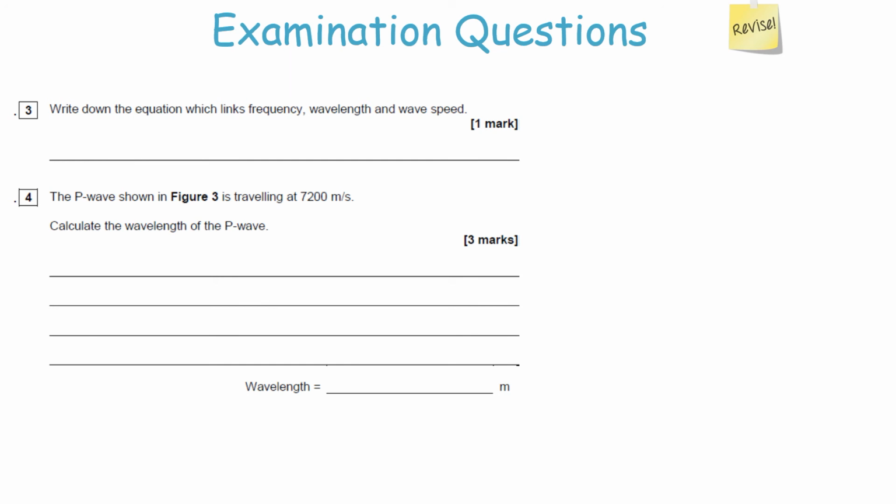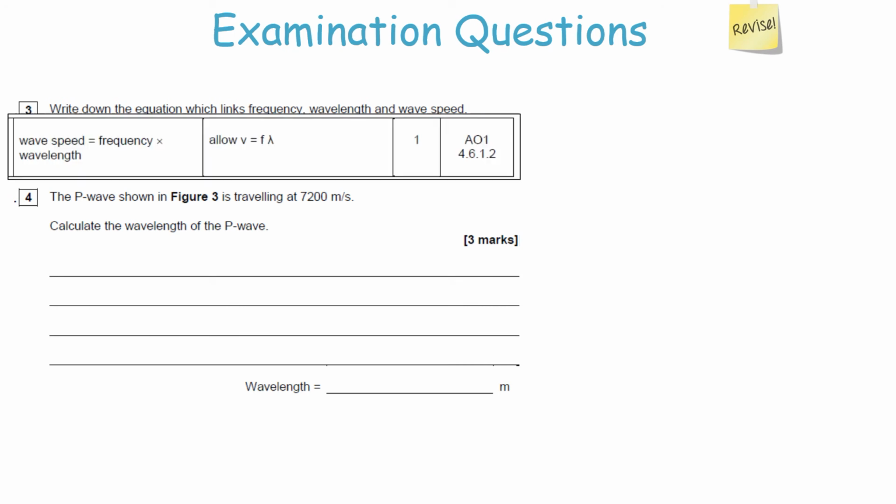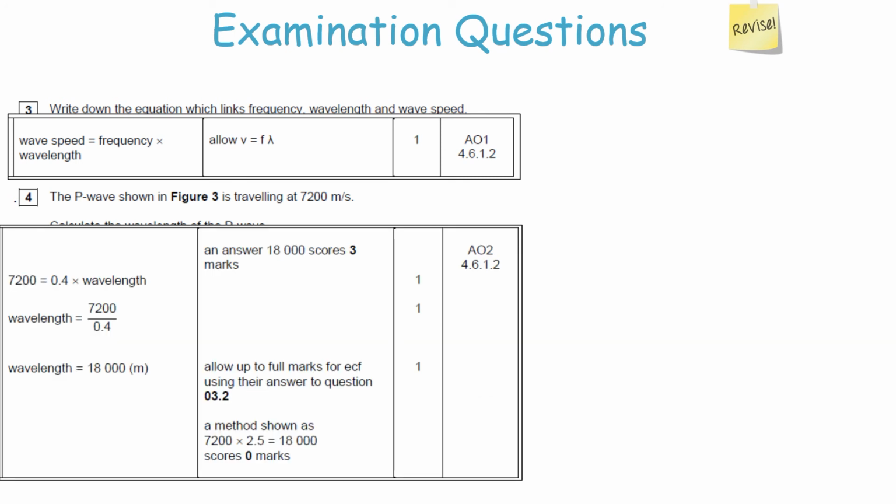Right, so like I said before, it's key and crucial to memorize your equations for GCSE physics. So the equation for this is wave speed is equal to frequency times by wavelength. V is equal to f lambda. Now the next thing is we've got in the previous question that the frequency is 0.4 hertz. We know that the speed is 7,200 meters per second, so we can pop that into the equation. So 7,200 is equal to 0.4 times by wavelength.